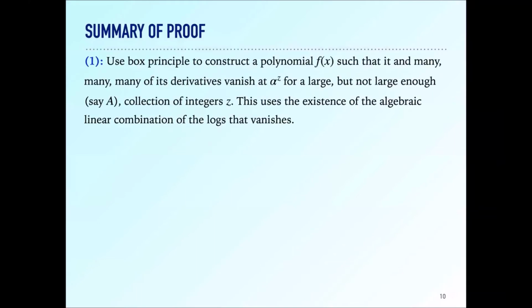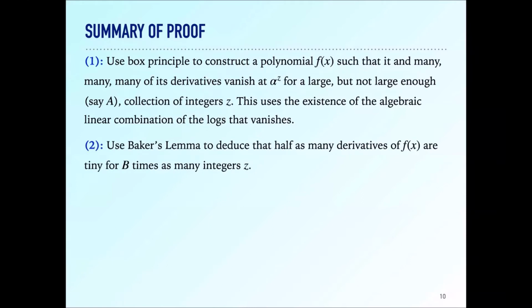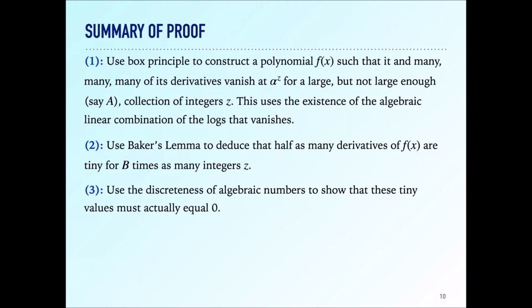Okay. So anyway, step 1: use that algebraic linear combination of logs that vanishes, exactly in order to get that exponent less than 2. The second step was to use Baker's lemma to deduce that half as many derivatives of f of x are tiny for b times as many integers z, for some cleverly chosen b. Then use the discreteness of the algebraic integers to show that these tiny values must actually be 0. Okay, so now you have more vanishing, but maybe still not enough.